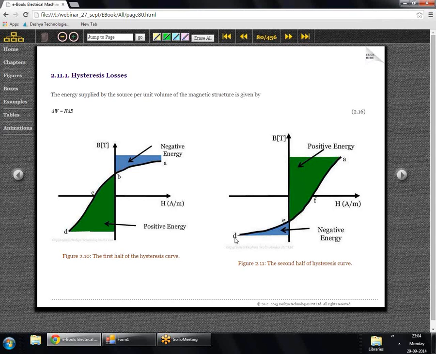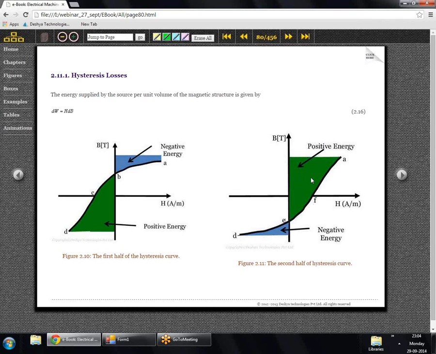However, if we go from point D to point E, here we can see that H is negative, but the slope of the curve while traveling from D to E is positive. So equation 2.16 gives that the energy becomes negative. So negative energy means the stored energy inside the material is fed back to the source. And then if we go from E to F and finally from F to A, we can see that the energy is supplied by the source to the material.